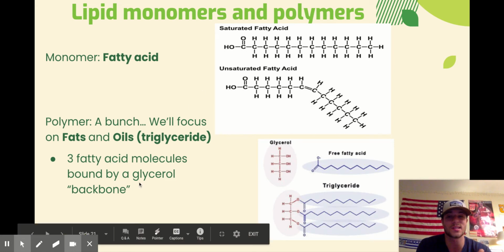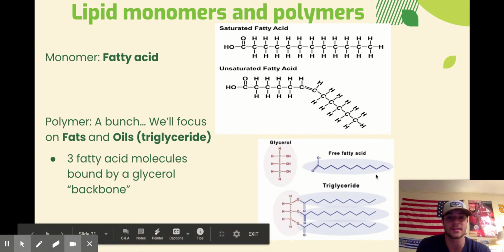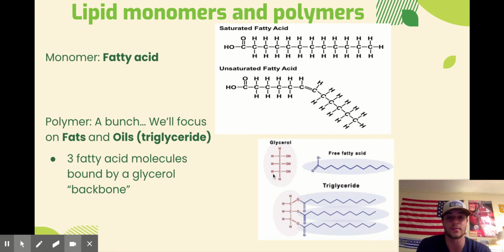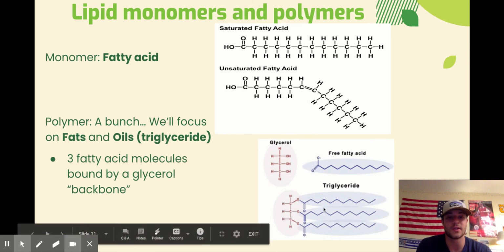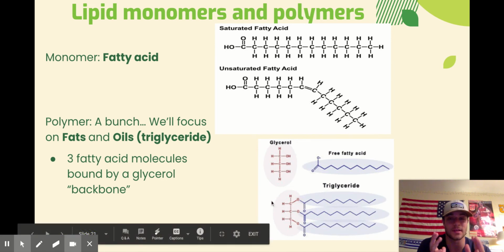And what does a glycerol backbone mean? Well, here you have your fatty acid. Here you have your glycerol molecule. When you get three fatty acids bonded to a glycerol, that glycerol basically acts as almost like a spine, the support, the backbone for those three fatty acids. It binds everything together. That's why we call it a backbone.